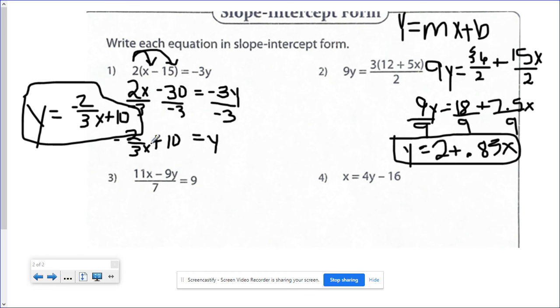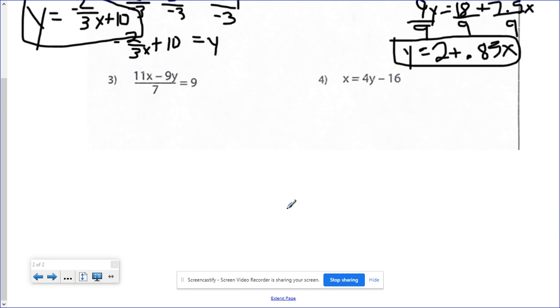So on this side, I want you guys to just try some of these. I really want you to focus on the other side and doing the slopes today, but I want you to try some of these to see how you do. That means you actually have to try. Don't just say you tried and put this away. Try some of these, see how you do. Remember, you want to get the y all by itself.